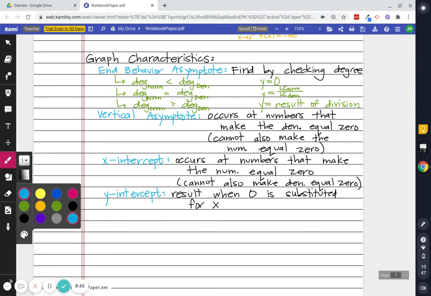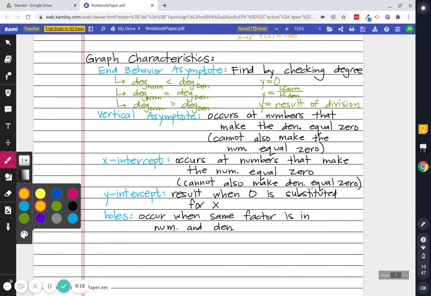And then the final thing is called a hole. We've looked a little bit at holes when we did discontinuities. Holes occur when, remember those parentheses when I said that we couldn't be in the numerator and denominator both? This is why. A hole occurs when the same factor is in the numerator and denominator.